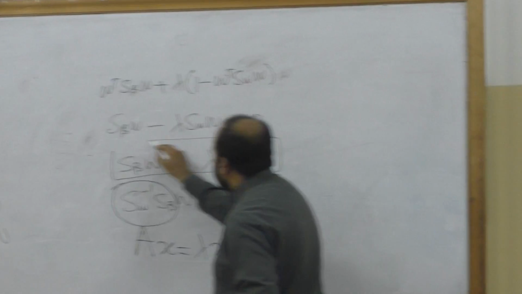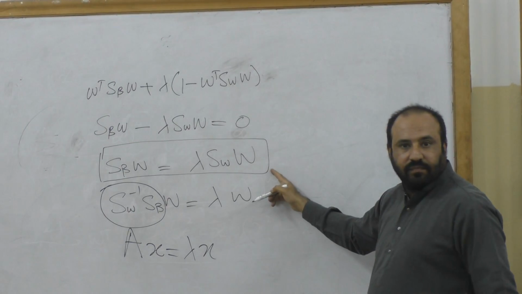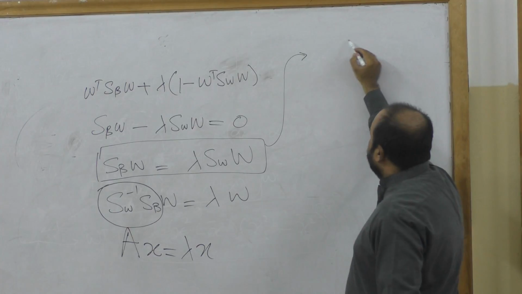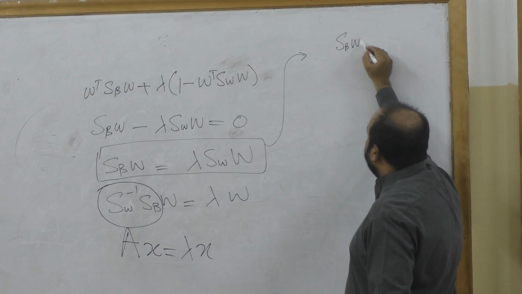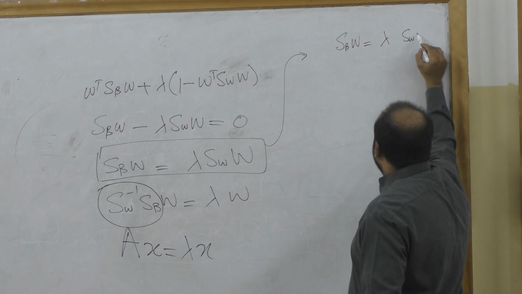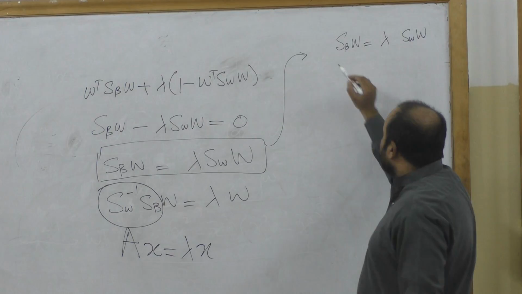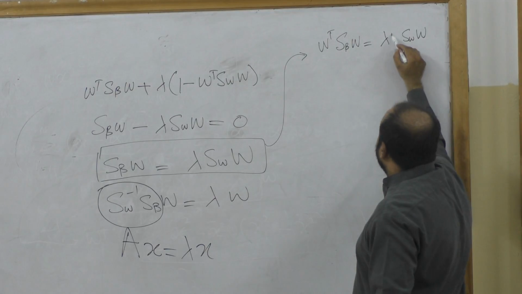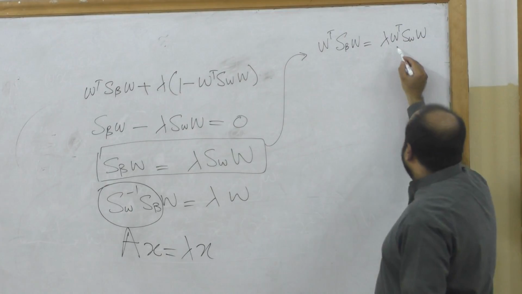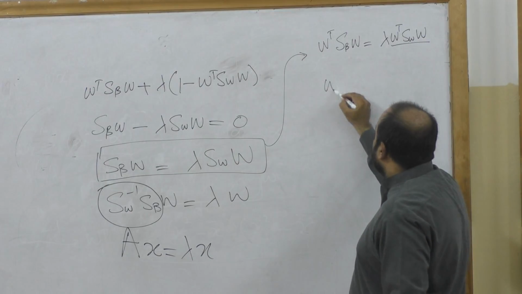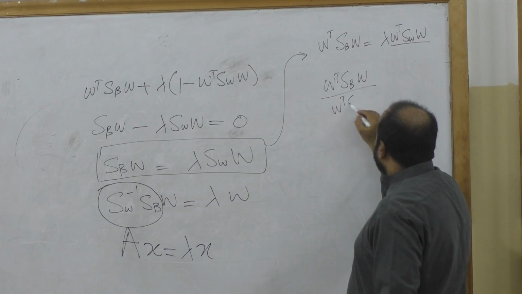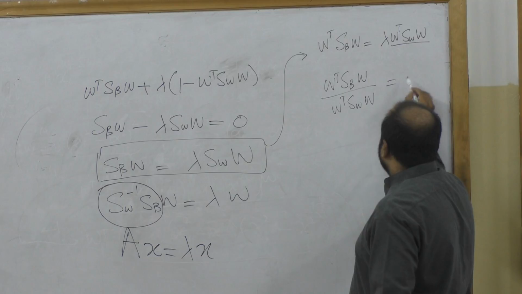If you see this one, I'm writing this here. SBW equals lambda SWW. And if you multiply both sides with W transpose, you are just okay. Yes? And if you divide by this number here, you get W transpose SBW over W transpose SWW equals lambda.